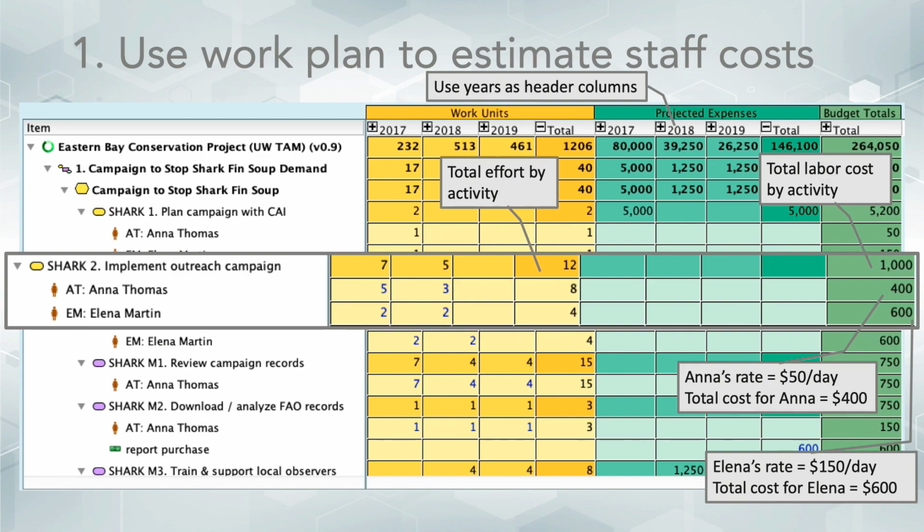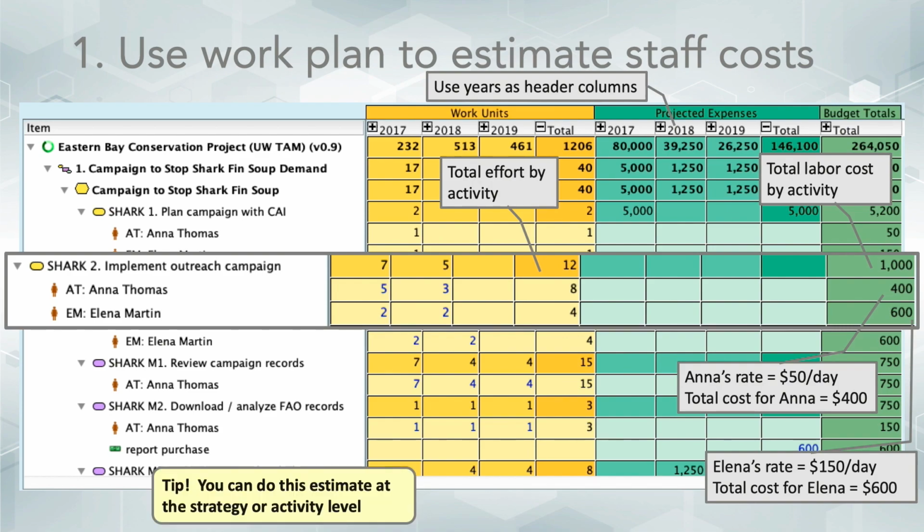So we've now calculated staff costs for a single activity, and we would do this for all staff across all activities. Where we did staff estimates at the strategy level, we would do the same thing. At the end of this, we would then have a sense for the staff total costs across the project.